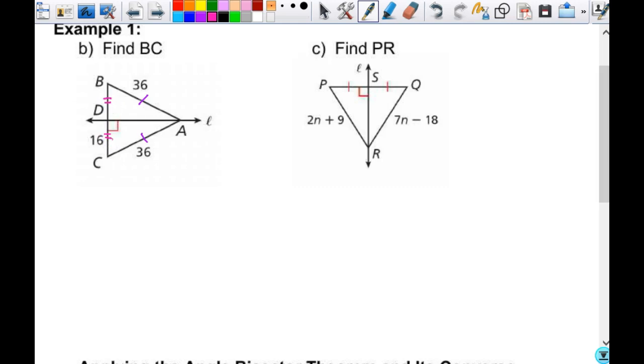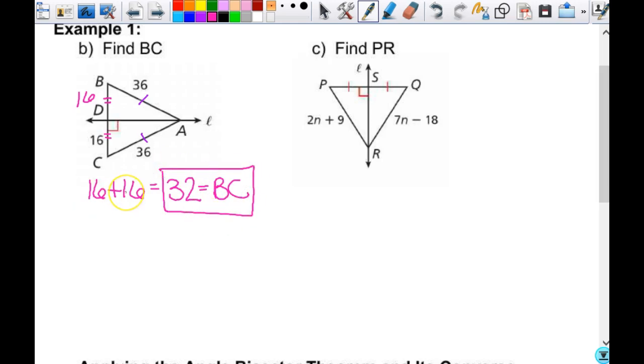So what's the length of BD? 16, right? So to find the length of BC, that is 16 plus 16, which is 32. That is the length of BC.